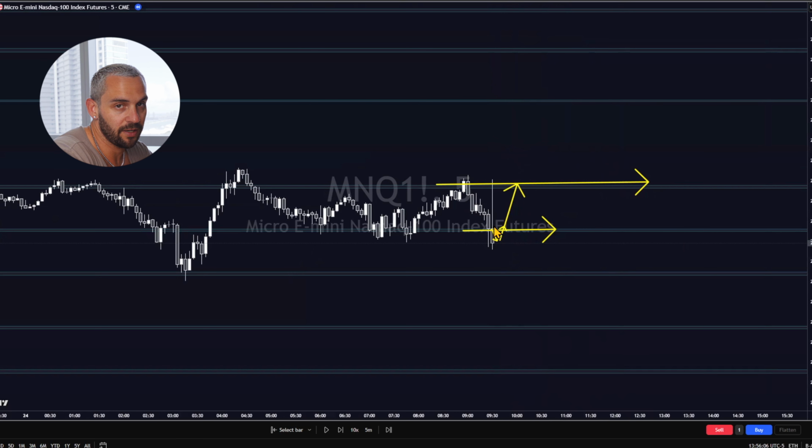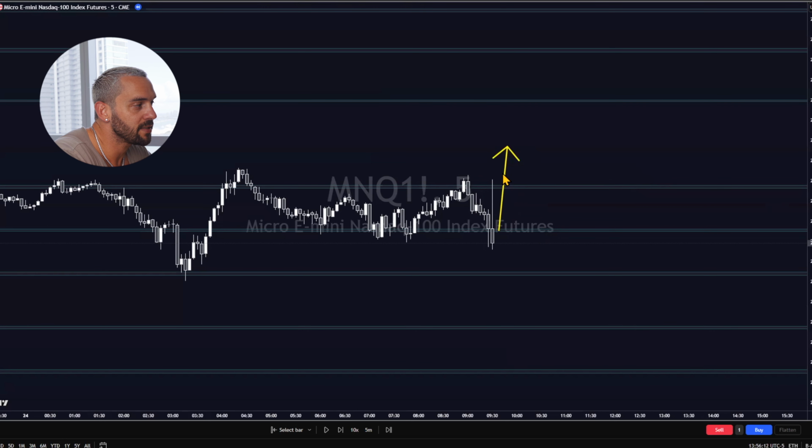This is not the sell trade. I'm okay taking this first trade impulsively, because I'm bullish on NAS and there's a lot of volume.